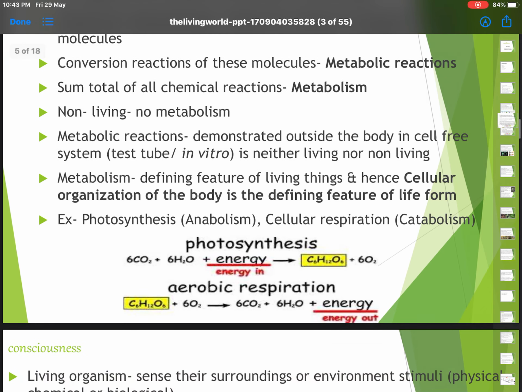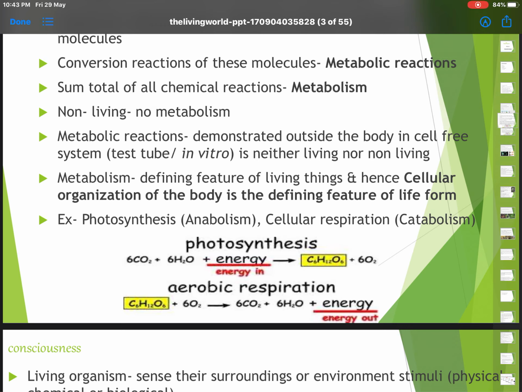One of the anabolic reactions that we observe in plants is photosynthesis, like 6CO2 plus 6H2O gives rise to the formation of starch plus oxygen. Here, the carbon dioxide is broken, and after getting broken, it combines with water. So we say carbon dioxide gets reduced to form starch.